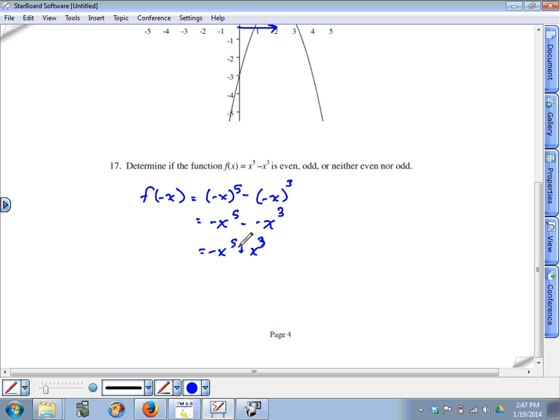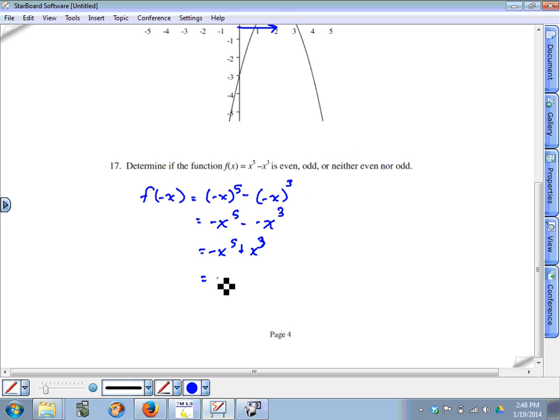Now, once you've finished the evaluation, you've got to determine if this is the exact same function you started with, because if that's the case, that's an even function. If this is the exact opposite of the one you started with, it's an odd function. If some of it's the same, some of it's not exactly the opposite, then that would be an example of neither.